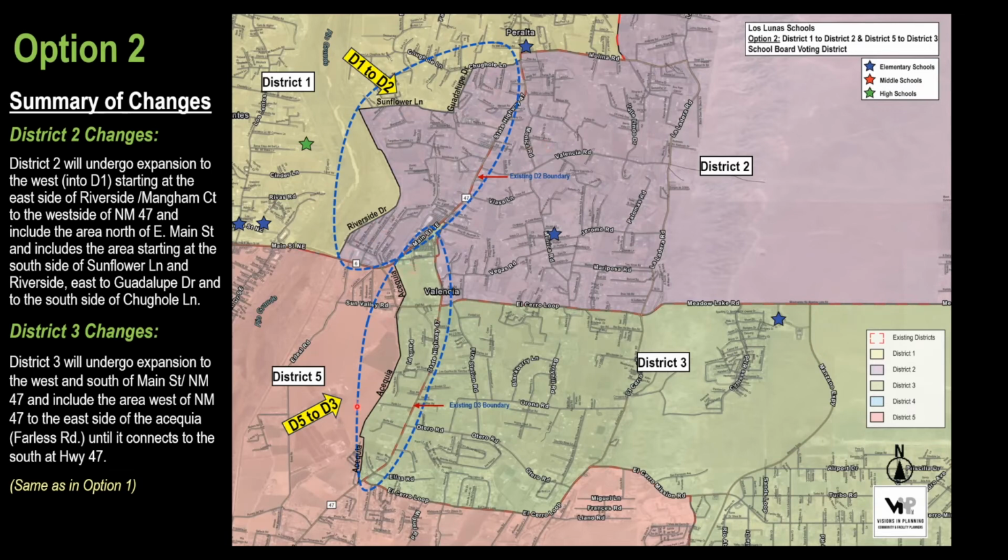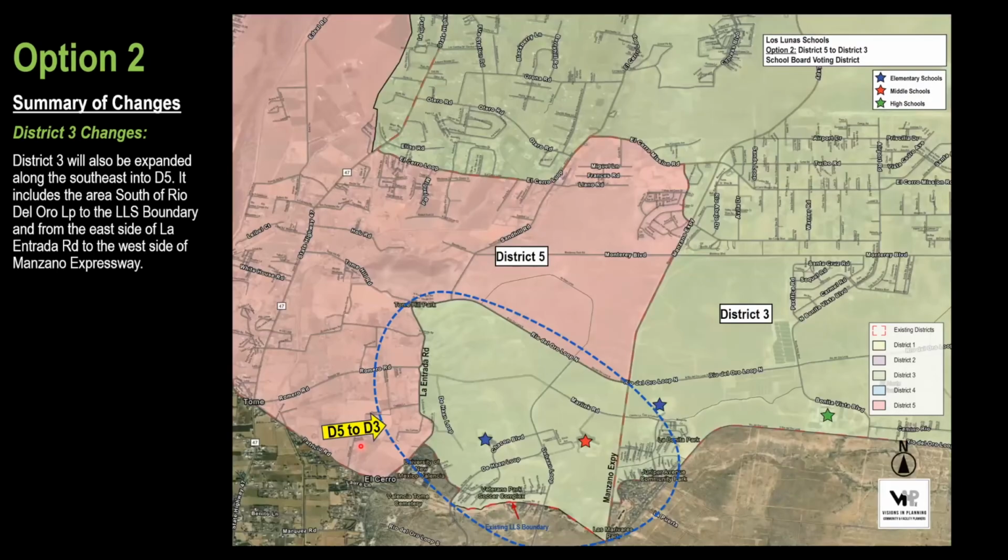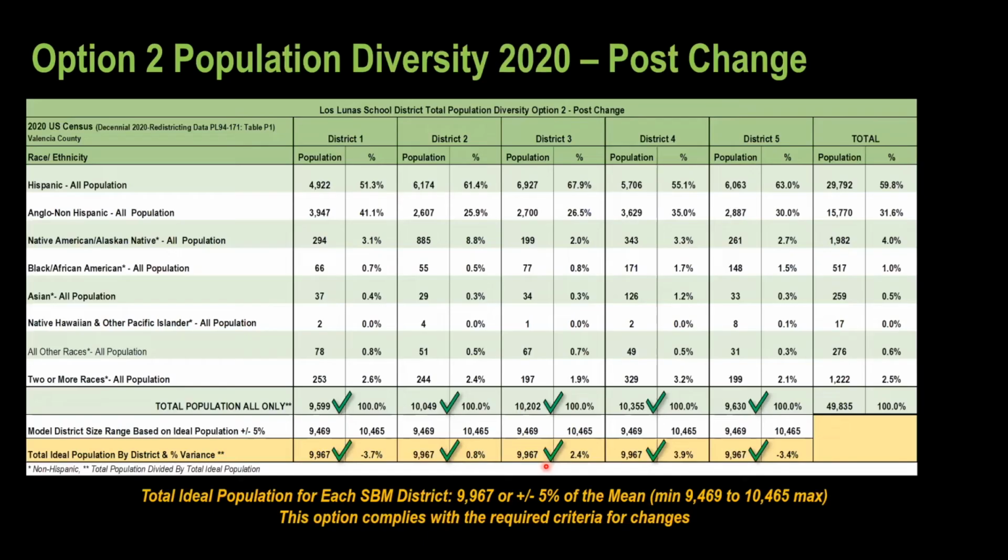And then this first area down here south of Main Street with this area between State Highway 47 and that Acequia will become part of District 3. It'll move from District 5. So this area will now shift. And then we have another area that will move from District 5 to District 3. And this area is from south of Del Oro Loop and east of La Entrada Road to Manzano Expressway. And this whole area right here will now also be part of District 3.